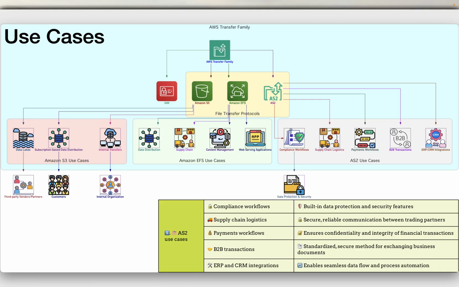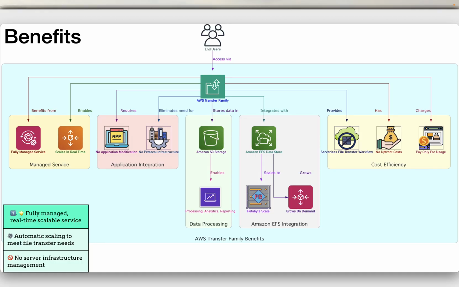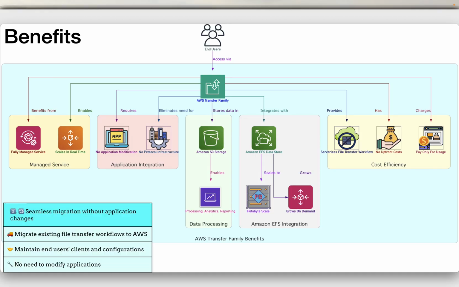AS2 can be integrated with enterprise resource planning (ERP) and customer relationship management (CRM) systems, enabling seamless data flow and process automation. So now let's see the benefits. Transfer Family is a fully managed service, which I talked about, that automatically scales in real time to meet your file transfer needs without you requiring to manage any server infrastructure. So there is auto scaling which happens and you don't have to worry about anything, and it's real time.